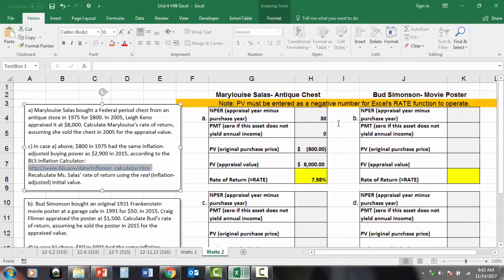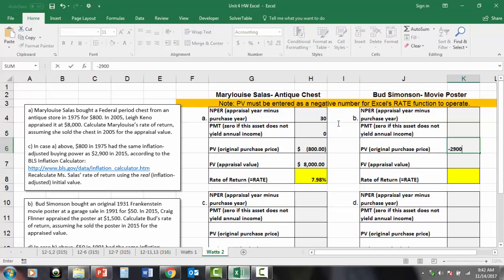So what should we do here? To put things in commensurate terms, we should say the original purchase price was 2,900, and it still grew to 8,000. So now what I've got here is apples to apples 2005 dollar values. What she purchased it at in 1975 was equivalent in 2005 to $2,900. Everything else is the same, 30 years, no payment. And then I want to run that rate function again, but, whoops, not 300 years. Let's fix that. There we go. And no payment. And actually what I can do efficiently is copy this over. And oh, that makes the rate of return fall to a paltry 3.44%.